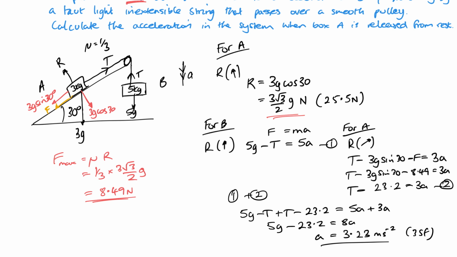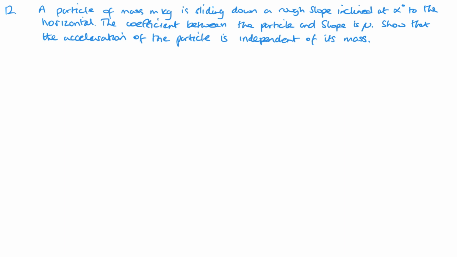Hopefully you followed that okay. Like I said, the diagram's really important, and just separating out your A and your B and dealing with them separately. And of course, not making the mistake of thinking it's in equilibrium, that T equals 5G. Because this is moving once it's released, it means you need to be using F equals MA.